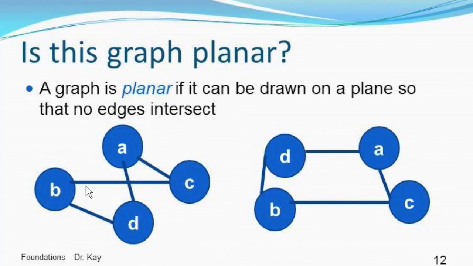B is adjacent to C and D, C is adjacent to A and B, and of course D is adjacent to A and B. So these are the same graph. So this graph can be drawn on a plane so that no edges intersect, and therefore we say that this graph, no matter how we draw it, is considered planar.